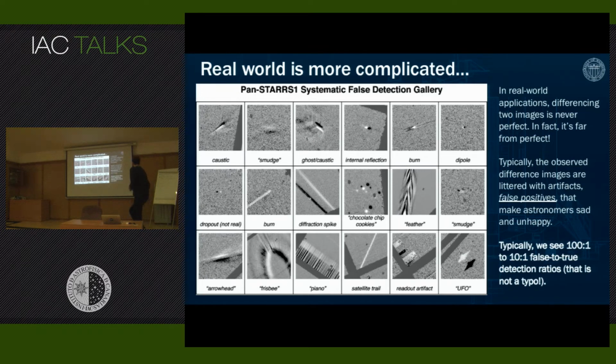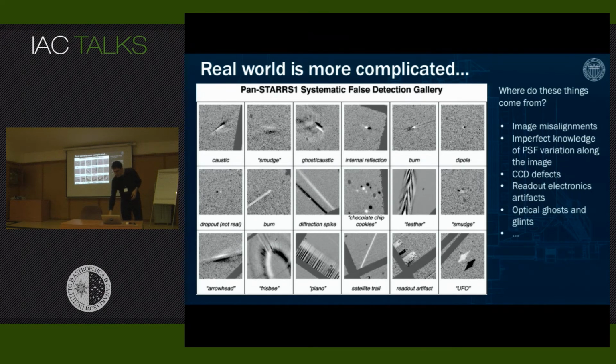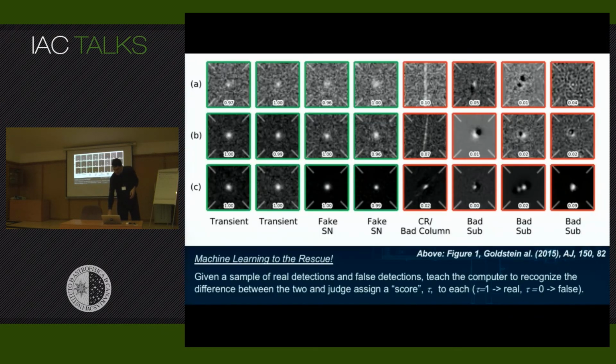And the scary thing is, even with all the improvements in algorithms, typically we see somewhere between 100 to 1 to 10 to 1 false to true detection ratios in image differences. So in essence, you find things that look like this that is obviously not a real object. It's an artifact because the two images weren't aligned well. So these are various reasons why that might happen.